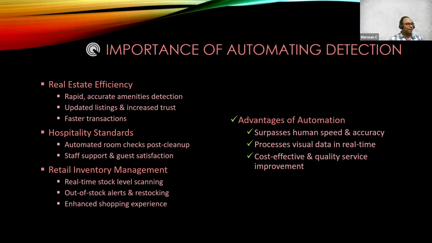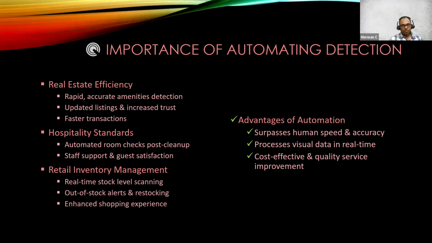Another area where we can use this automation is the retail industry. Here, the retail department can greatly benefit from automating detections. So let's say, for example, a warehouse. You have an automated system. It can scan the racks, identify the stock levels, and even detect if an item is out of stock and alert about restocking. This capability can lead to improved inventory management, reduce the likelihood of stock outs, and enhance your customer experience overall.